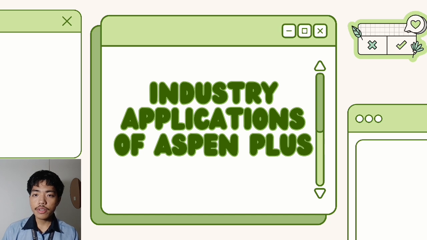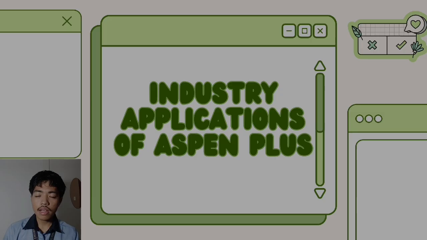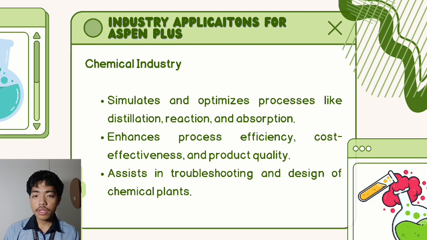Now let's talk about the industry applications of Aspen Plus. Let's start with the chemical industry, which is one of the primary sectors where Aspen Plus really shines. It helps engineers simulate and improve a wide range of chemical processes. It simulates and optimizes processes like distillation, reaction, and absorption. It enhances process efficiency, cost effectiveness, and product quality, and assists in troubleshooting and design of chemical plants. So, in the chemical sector, Aspen Plus is essential for optimizing operations, cutting costs, and improving process control.